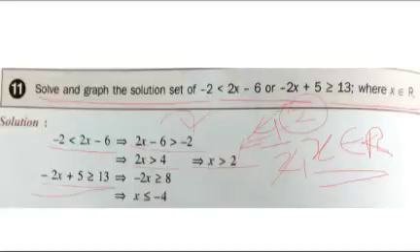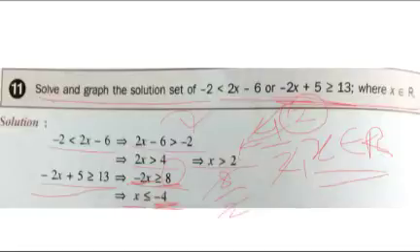So minus 2x plus 5 is greater than or equal to 13. This one now. So it will be minus 2x is greater than or equal to 8. 13 minus 5 is 8, right? So minus 2x is greater than or equal to 8, and 8 upon 2 is what? 4, right? So minus 4. Minus sign is there, so x is less than or equal to minus 4. So minus 4 is the answer, right?